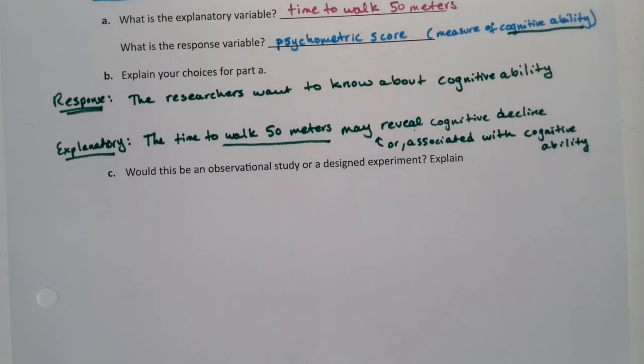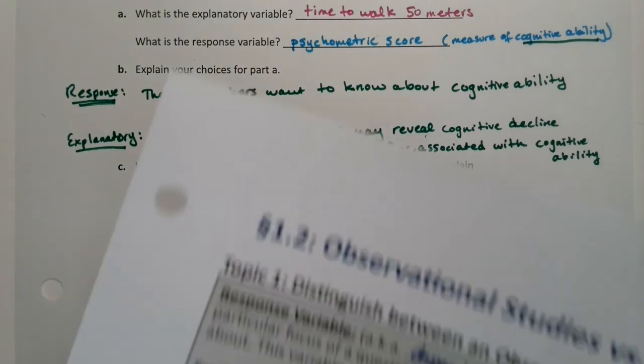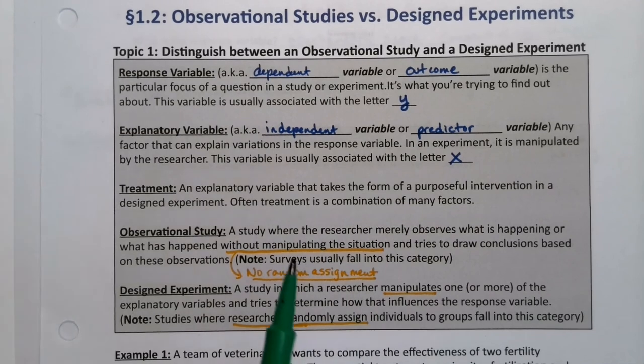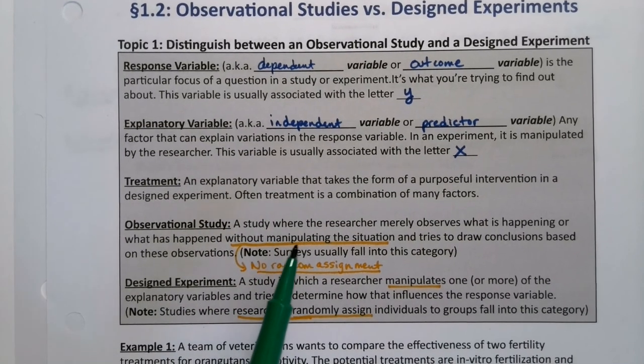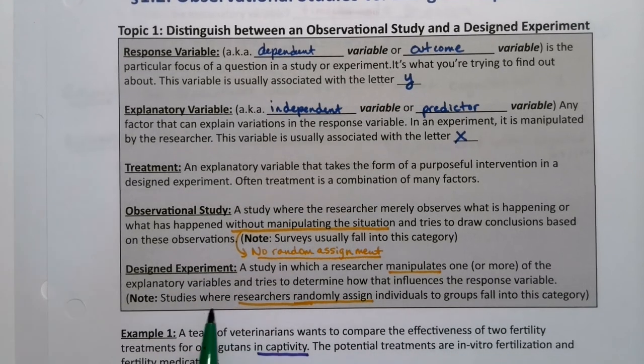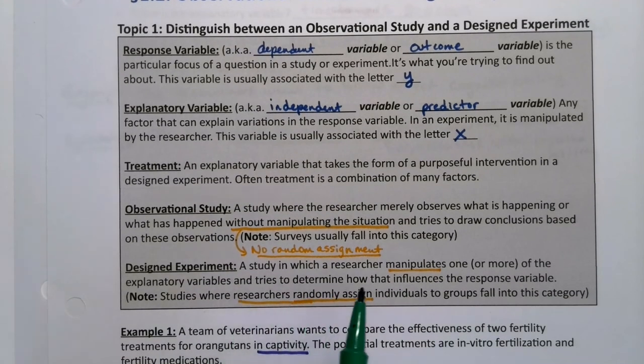All right, now was this an observational study or a designed experiment? Well, for that discussion, it helps us to go back to section 1.2 and look at the definitions here. An observational study is a study where the researcher merely observes what is happening or what has happened without manipulating the situation and tries to draw conclusions based on these observations. There's no random assignment in that. And then a designed experiment is a study in which the researcher manipulates one or more of the explanatory variables and tries to determine how that influences the response variable.